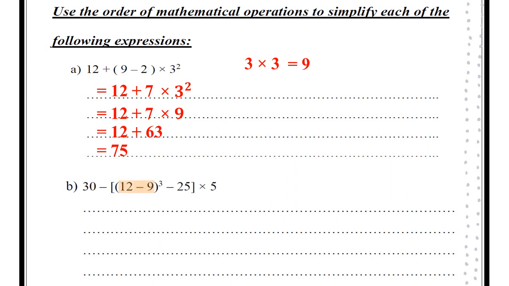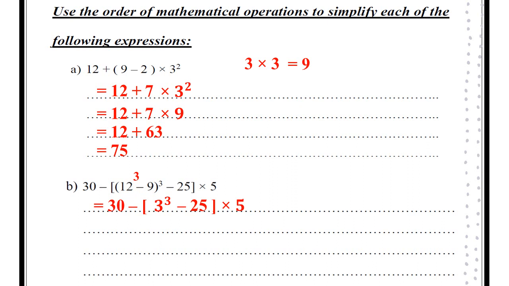In letter B, I will start with the parentheses, 12 minus 9. So 30 minus, in parentheses, 12 minus 9 is equal to 3. So it will be 3 to the power 3 minus 25, times 5.